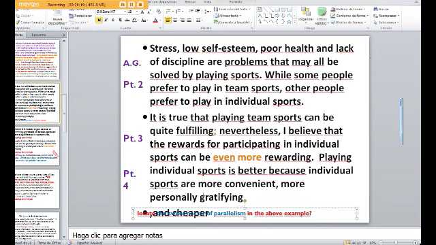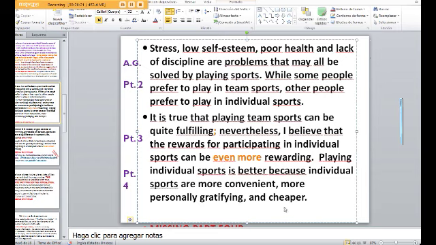Okay, so now we have this sentence. Playing individual sports is better because individual sports are more convenient, more personally gratifying, and cheaper. In this case, our three adjectives follow a to-be verb right here. Are, they are more convenient. It's understood here. They are more personally gratifying, and they are cheaper. That part is understood. Also, please recognize that this is parallel structure.